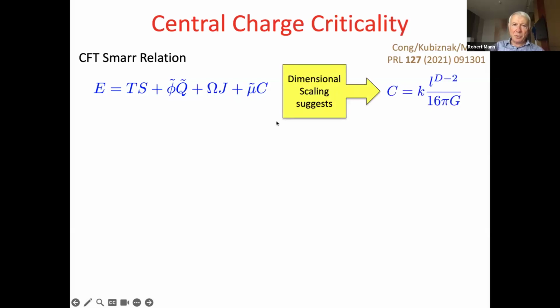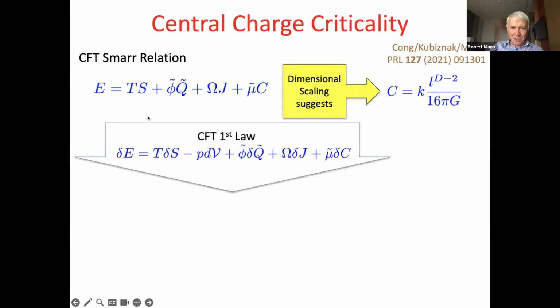Now, the central charge is related to n, and dimensional scaling suggests that it goes like L to the d minus 2, the AdS length to the number of dimensions minus 2, divided by Newton's constant times some variable k. That won't really matter here.